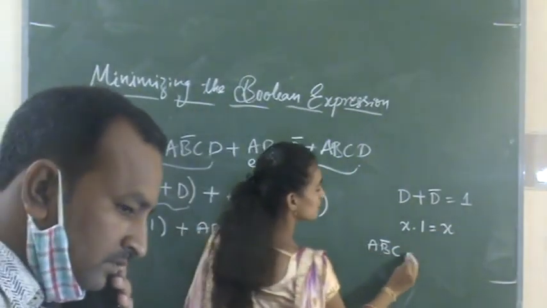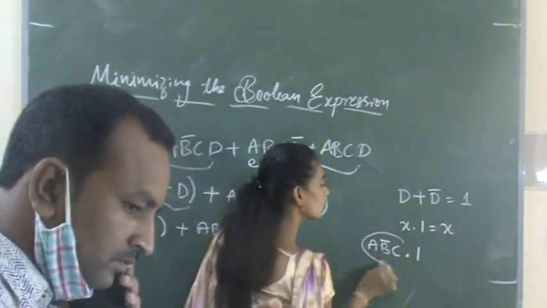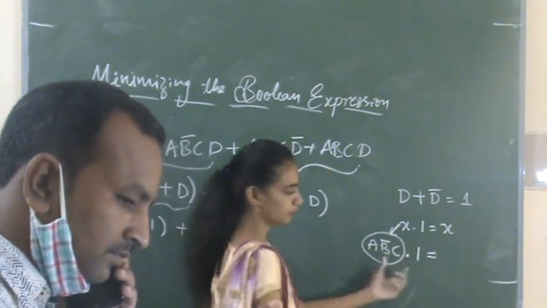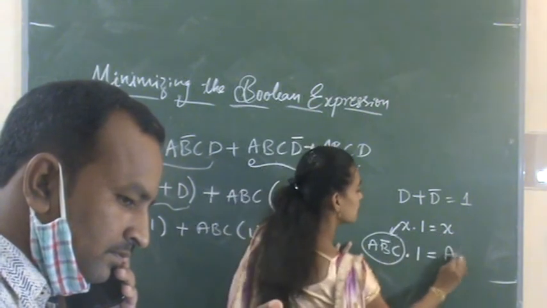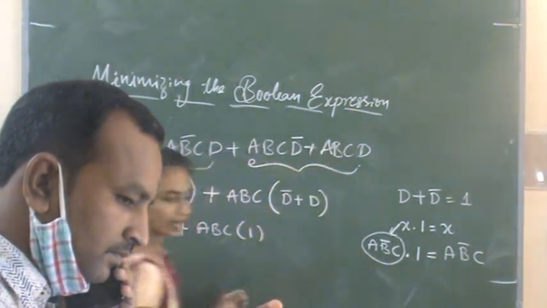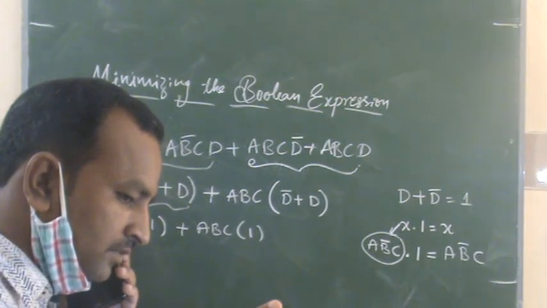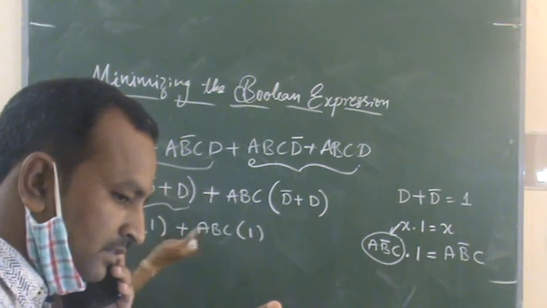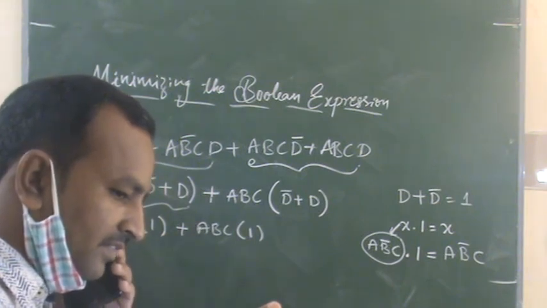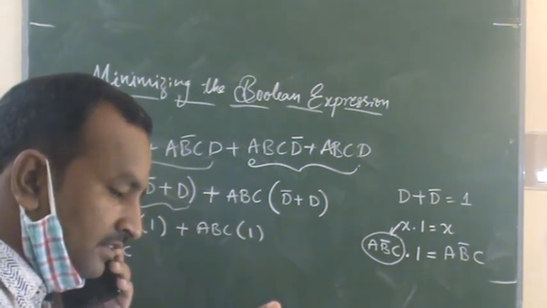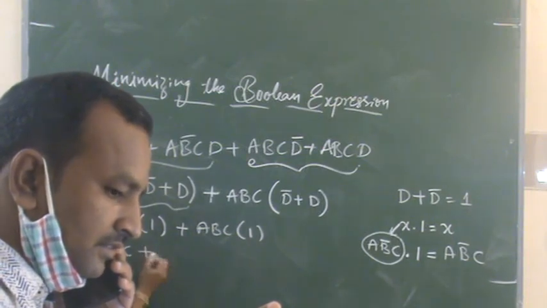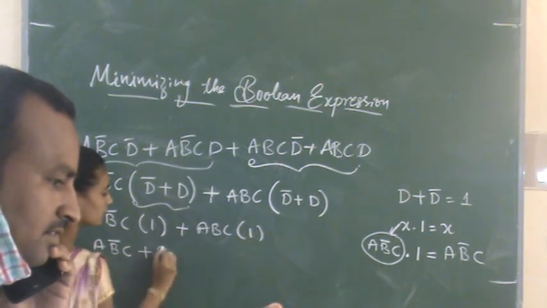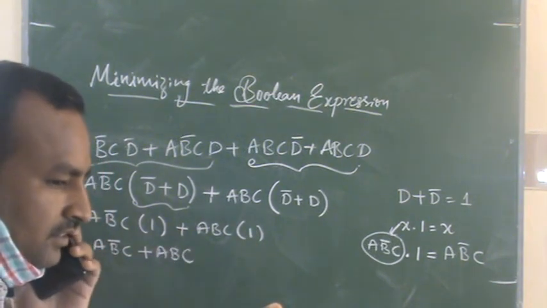So A B bar C into 1, this whole thing will be X. The result will be X only. X means A B bar C, right? So X into 1 is equal to X. What is the value of X here? A B bar C, right? So A B bar C plus, the remaining is the same thing, A B C into 1, so A B C. Okay.